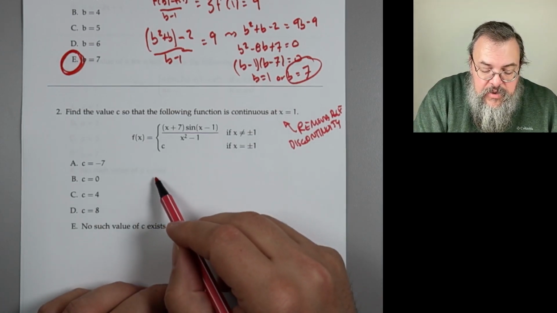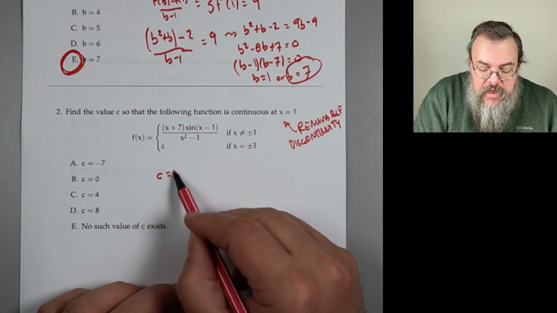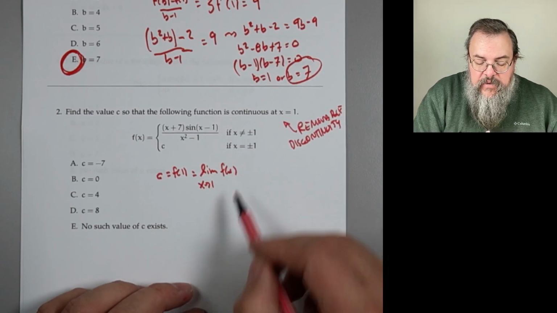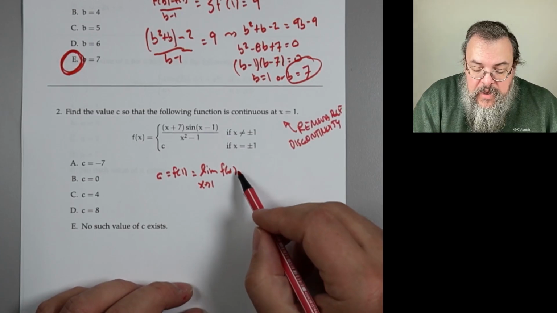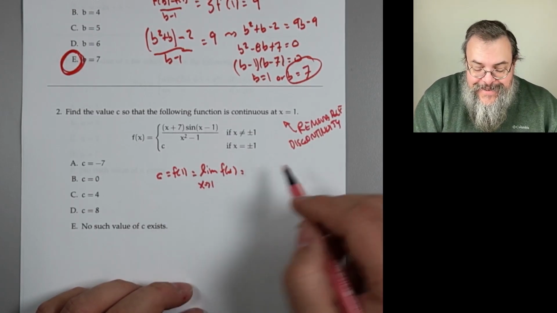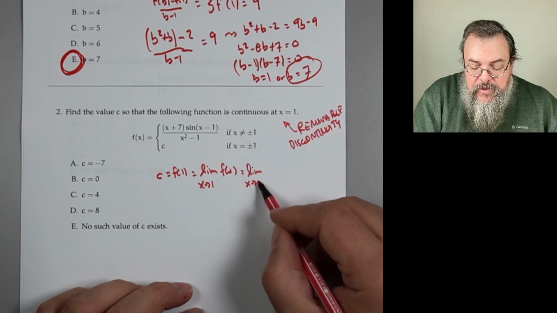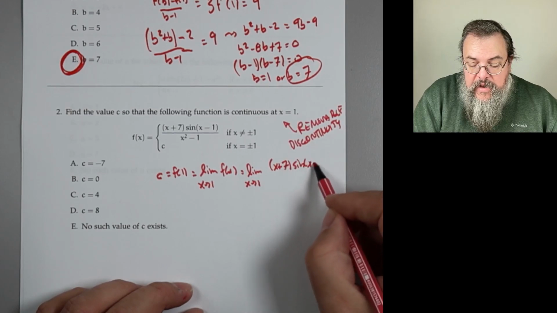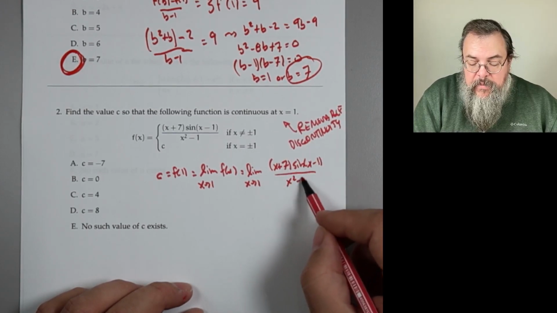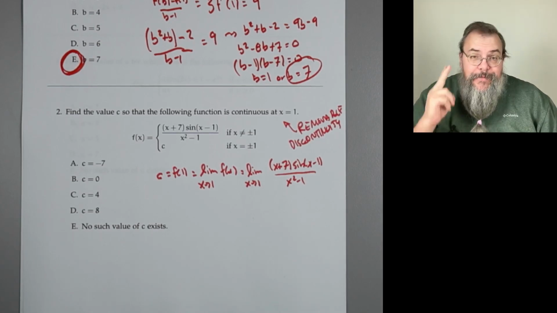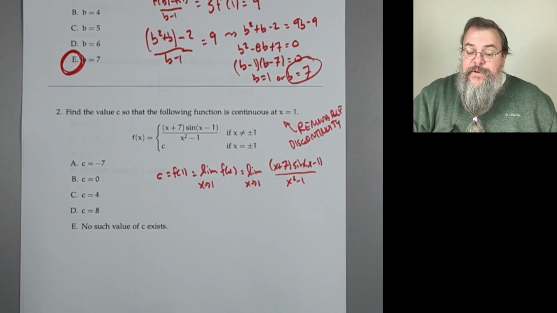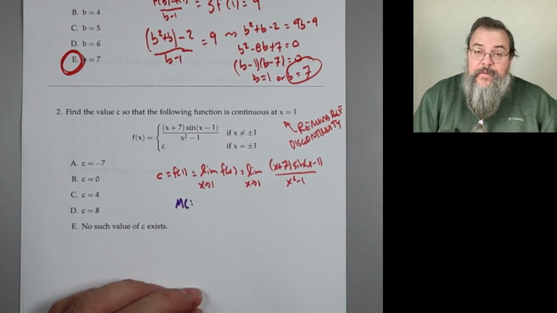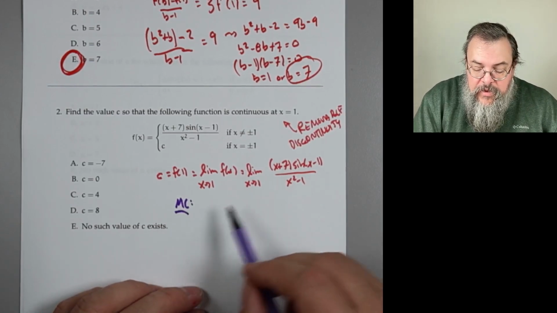So we say, look, if we want it to be continuous, we need that c, which is f at 1, needs to equal the limit as x approaches 1 of f of x. Okay, that's just the definition of continuity at 1. That's the limit as x approaches 1 of x plus 7 sine of x minus 1 divided by x squared minus 1. Okay, so that's the intuition. Now, I'm going to do this two ways. So, if you're doing multiple choice, which we are, here's the multiple choice argument. Because in the multiple choice argument, you don't have to show your work. You say, oh, well, you know what?